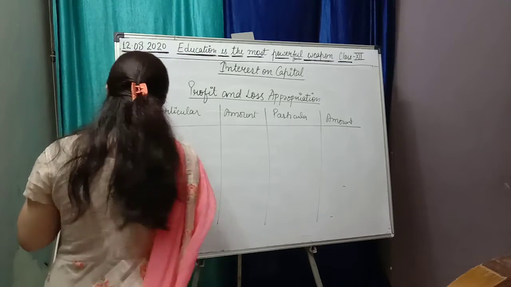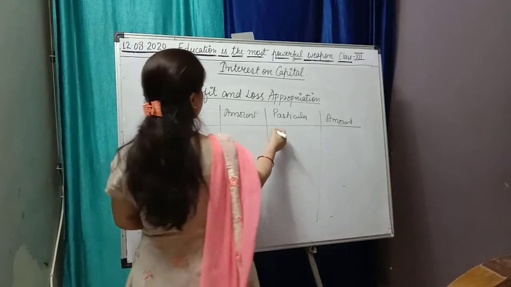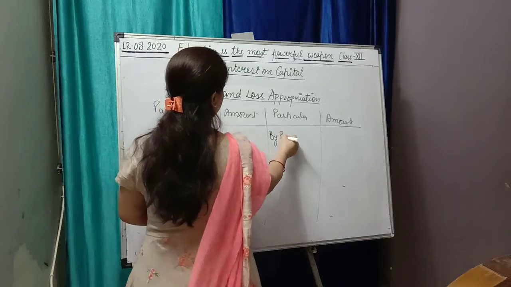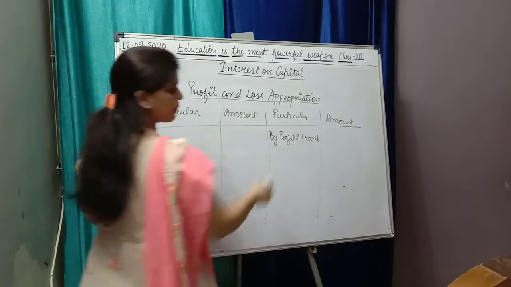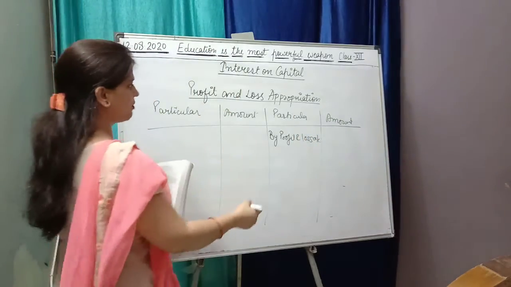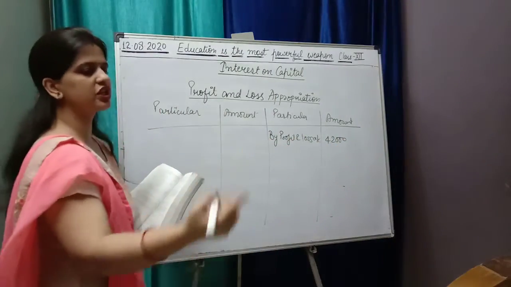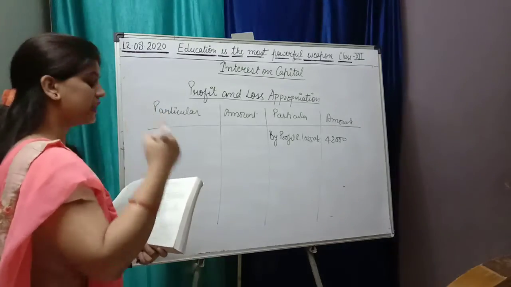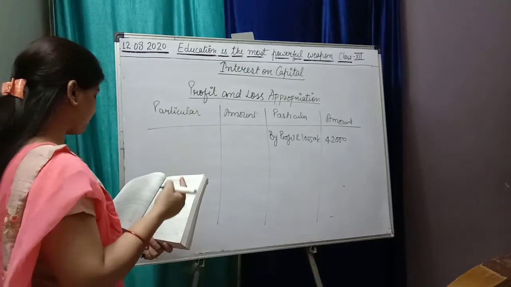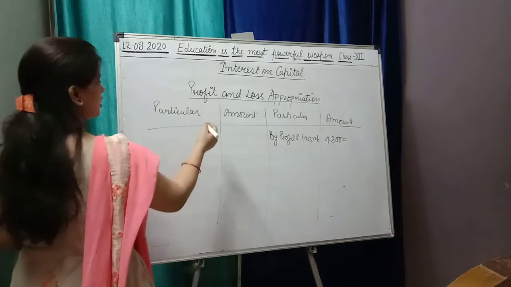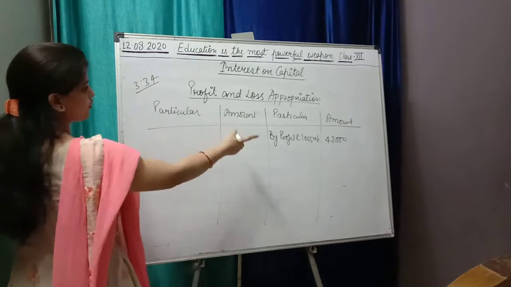The profit is given in the question, 42,000. So we have to write the profit on the credit side: by profit and loss account, 42,000. And this profit we have to distribute among the partners in the effective capital employed ratio. So the ratio was 3:3:4.